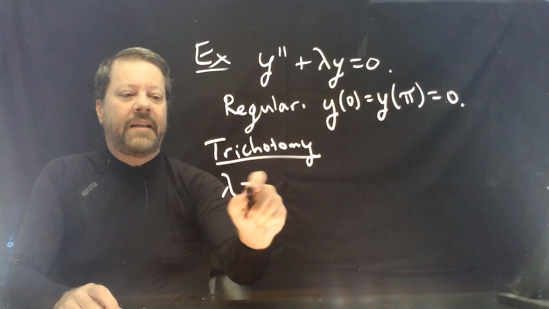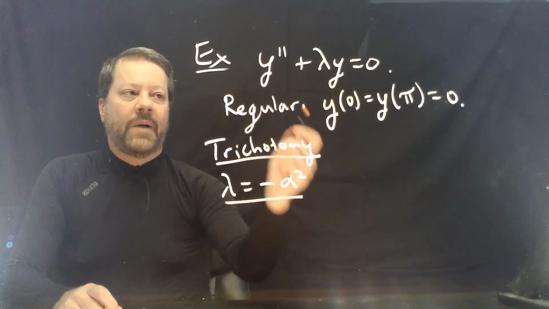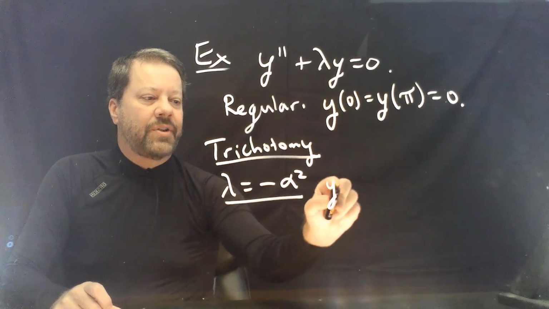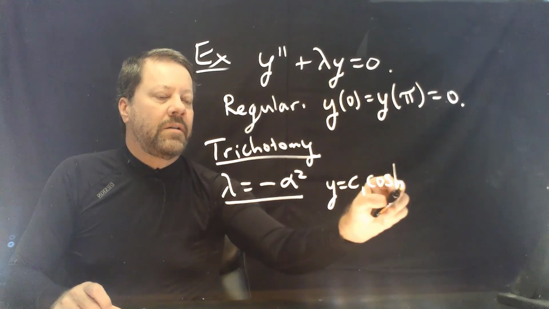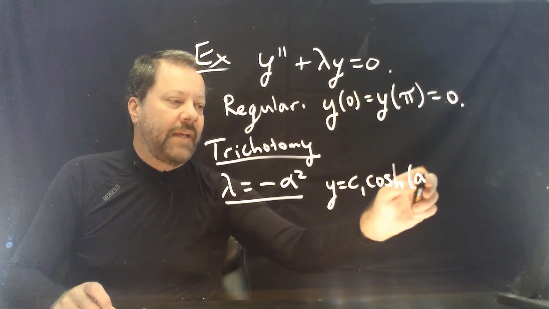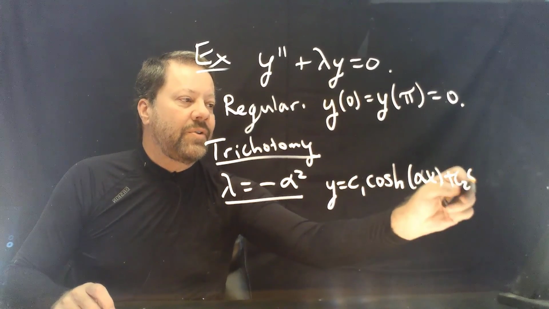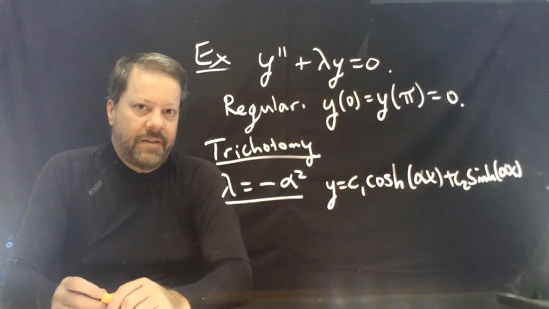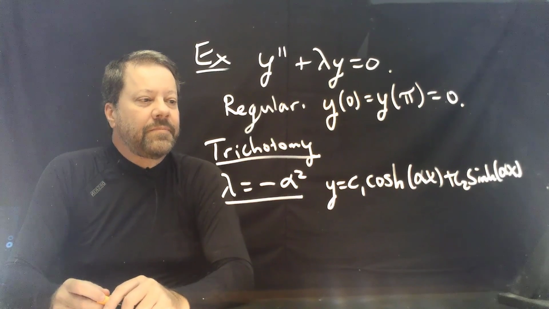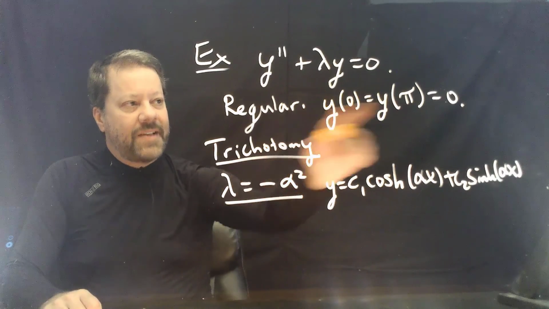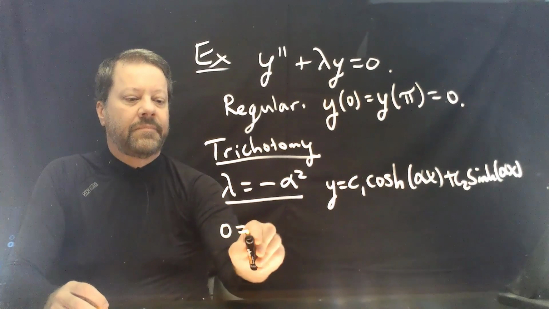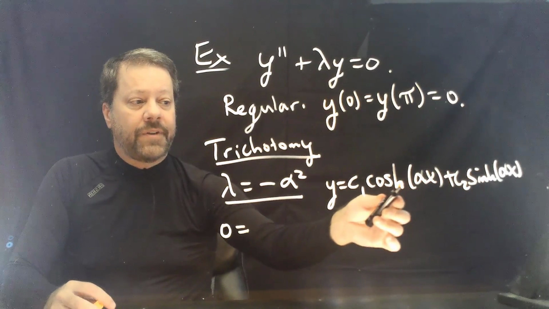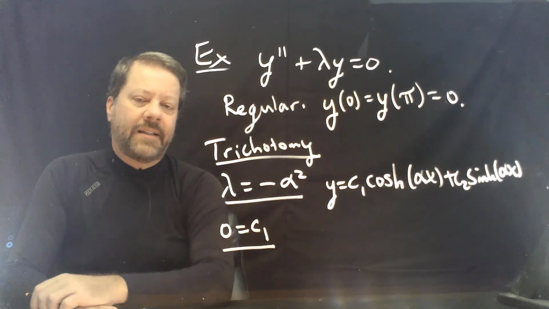Case 1 will be lambda equals minus alpha squared, so we get a negative. In that case, a general solution will be C1 cosh of alpha x plus C2 sinh of alpha x, where we have the hyperbolic sine and cosine used in expressing our solutions. Now, to satisfy the boundary data, when we evaluate this at 0, sinh of 0 is 0, cosh of 0 is 1, we get C1 is 0.